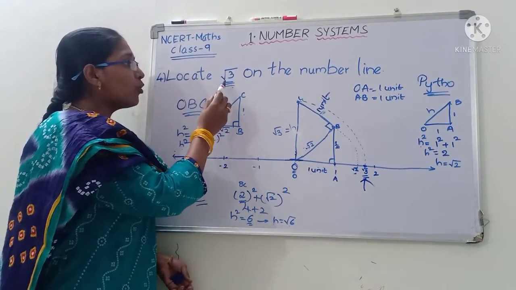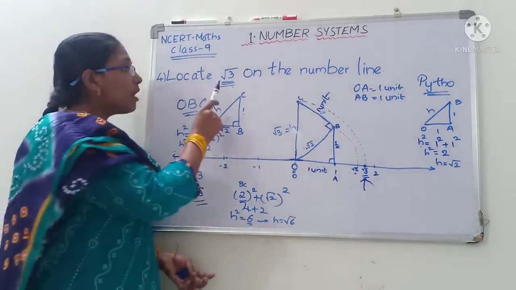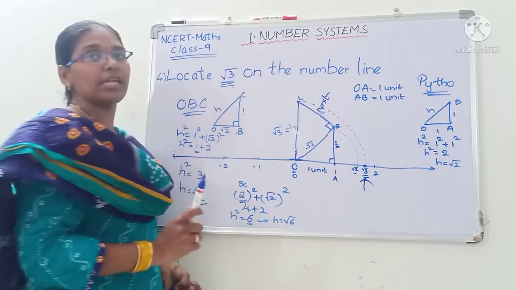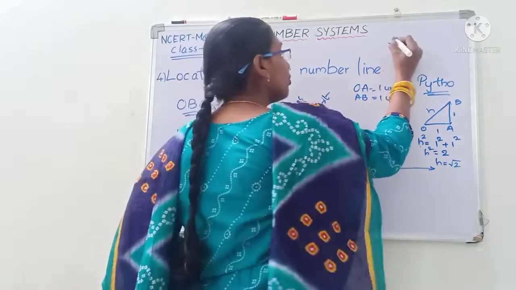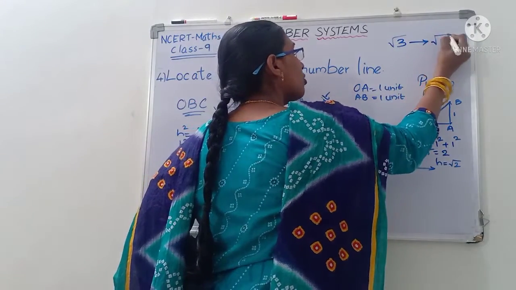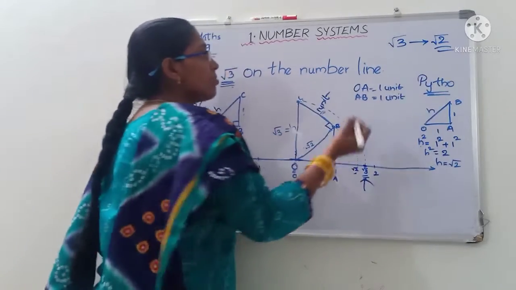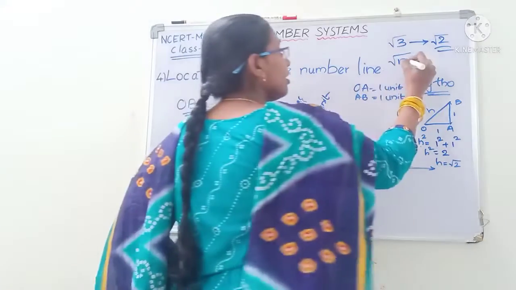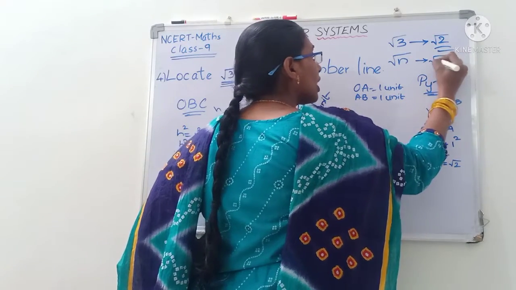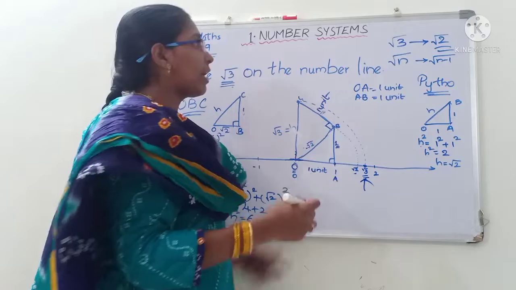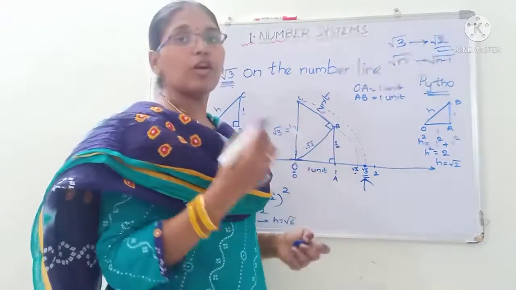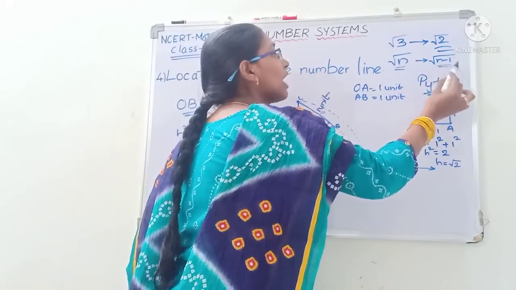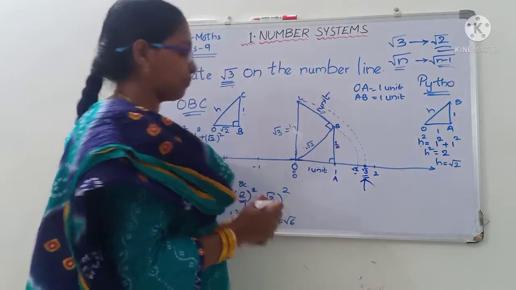Children, now you know how to mark root 3 on the number line. To mark root 3 on the number line, first you should know how to find root 2 on the number line. That means to find root 3, we should first know how to find root 2 on the number line. Similarly, to find root n, that means any number, then we should know how to locate root n minus 1 on the number line. For root 3, you should know root 2. For root 7, you should know root 6. Similarly, for root n, you should know to mark root n minus 1 on the number line.